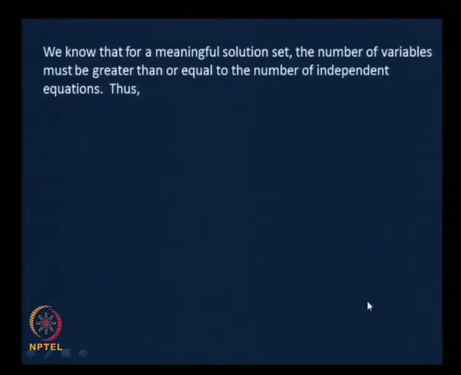Why did we do all this? It is because of this. We know that for a meaningful solution set, when you are trying to solve for the set of variables that are unknown knowing some set of variables, the number of variables must be greater than or equal to the number of independent equations, otherwise we do not get a unique solution. Thus, pi into C plus 1, the number of variables that we saw earlier, must be greater than or equal to pi minus 1 into C plus 2 equations for a general case.